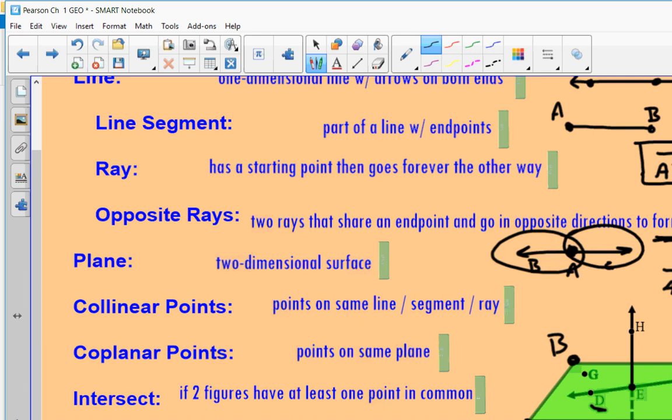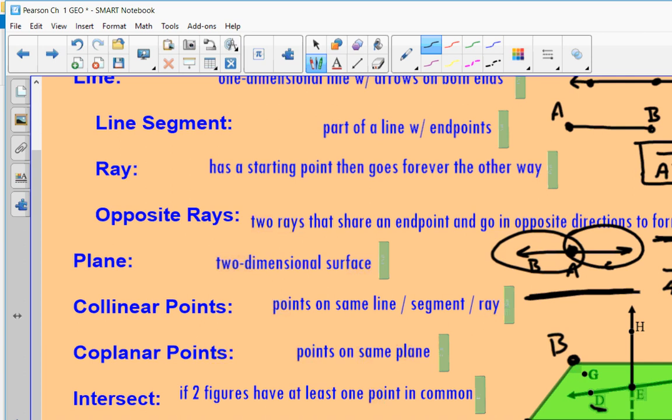All right, next definition is collinear points. Points that are on the same line, segment, or ray. So collinear means they're all on the same one. If you went back up to the opposite rays that I showed you, it's made up of points A, B, and C. So those are collinear. They lie on the same line.